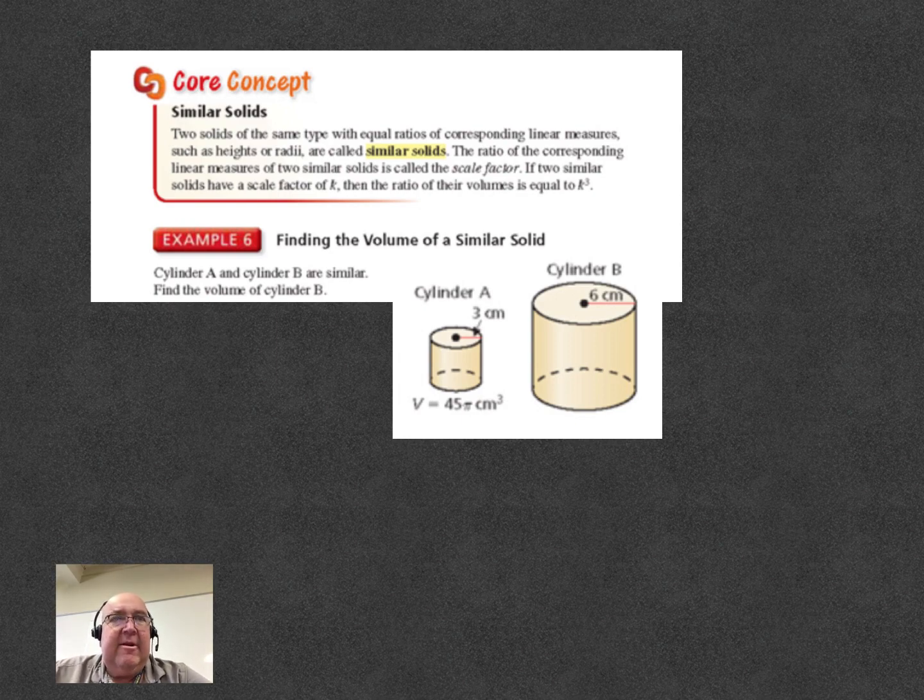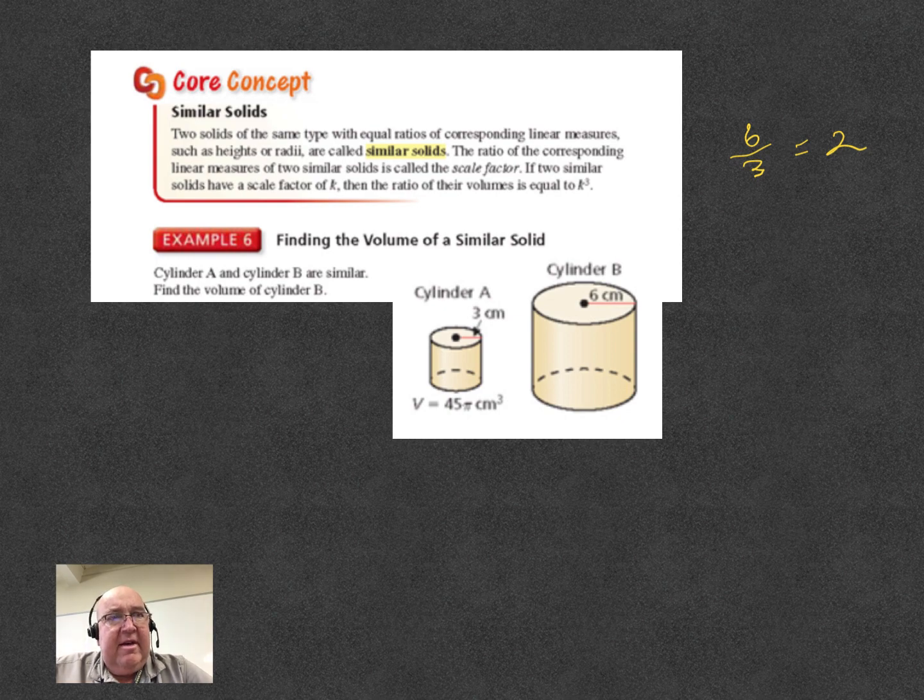Alright, here we're looking at similarity of solids. So what we want to look at is the ratio of the diameters. So cylinder B is 6 for a radius. Cylinder A is 3 for a radius, and that's going to be equal to a 2 ratio.